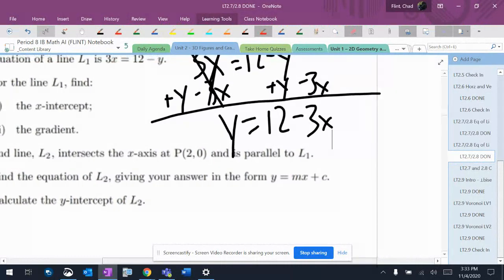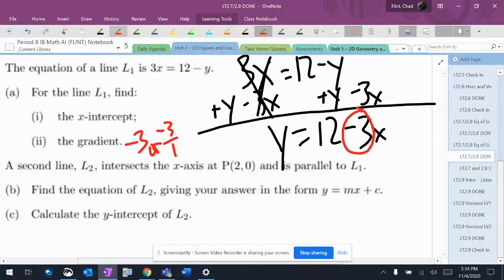When it's in y equals form, remember that the gradient or the slope is the number that's in front of the x, whether it's a fraction or a whole number. So the gradient is -3 or -3/1. Either one works. IB is not going to care which one you put down. The x-intercept is a little trickier.